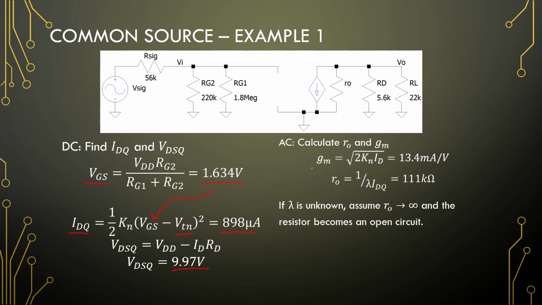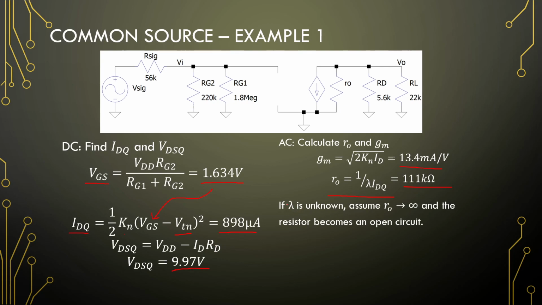So there is a couple of equations for transconductance. The more useful one when you have a Q point is the root of the drain current multiplied by the MOSFET's transconductance multiplied by 2, and that gives us a transconductance of 13.4 milliamperes per volt. We can also calculate the output impedance of our transistor if we have the channel length modulation, that's 0.01 per volt. So 1 over lambda IDQ gives us 111 kilo ohms.